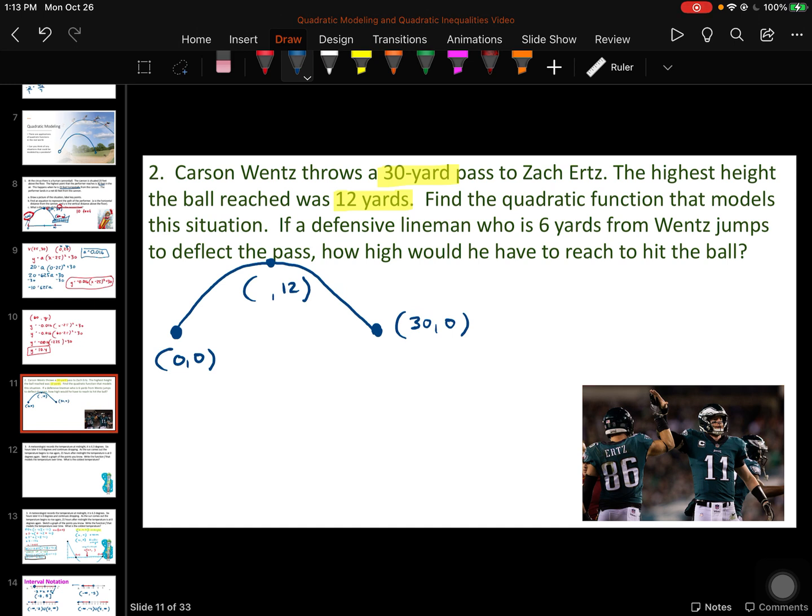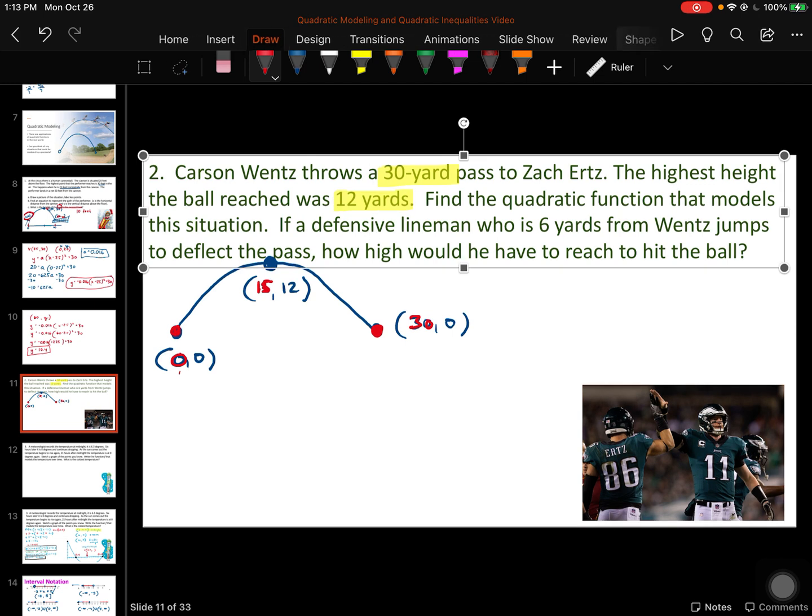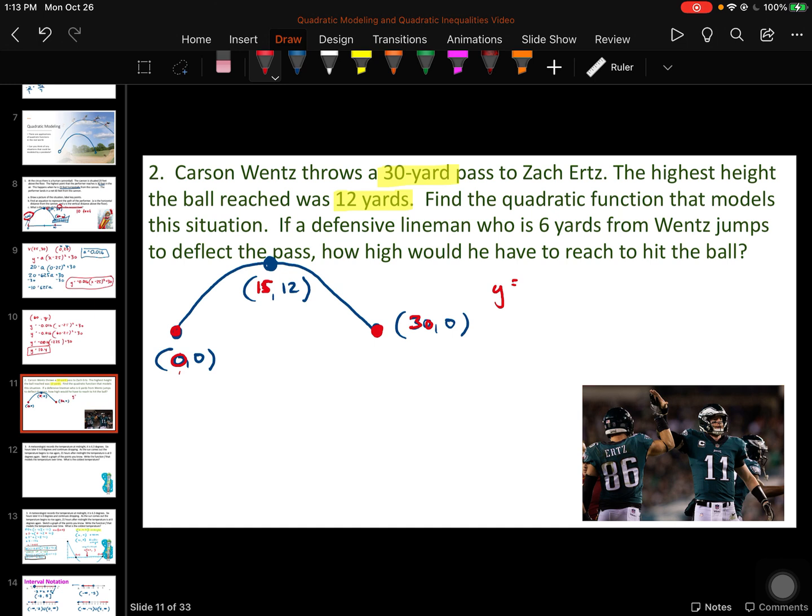So we have some options here for writing the equation. Now, the one thing that you want to realize is that the vertex is always in the middle of the two x-intercepts. So here's an x-intercept and here's an x-intercept. Well, the middle of 0 and 30 is 15. So my vertex here is 15, 12. So if I want to write the equation, we're going to say y equals a (x minus 15) squared plus 12. I don't know my a, don't forget that. Let's pick a point to find your a. You have two options. I think this point is easier than the other point. So I'm going to plug in 0, 0.